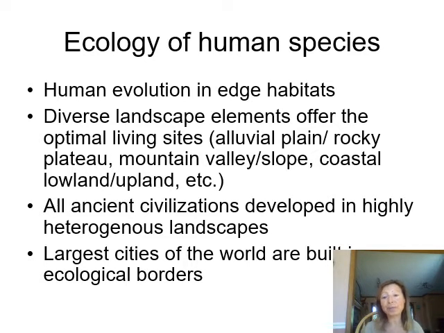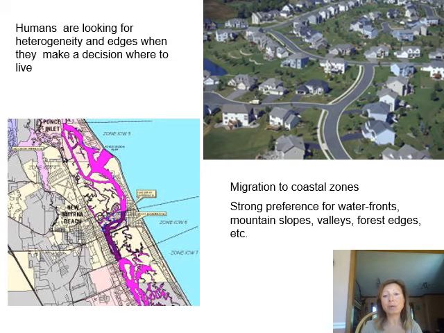That can be very easily illustrated with the preference for ecological borders, such as coastal living or any other landscapes associated with boundaries. The majority of the world today is living along the coasts, and there's a very strong migration from interior regions to coasts in the United States and China and Europe and in many other parts of the world. So it's pretty well documented in the literature that humans are looking for heterogeneity, and they're also looking for edges when they make decisions about where to live.